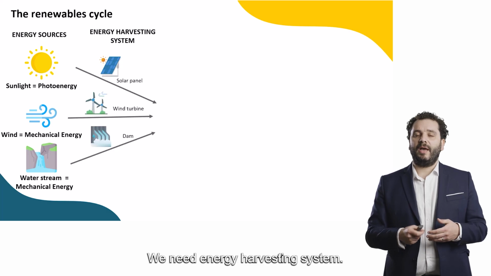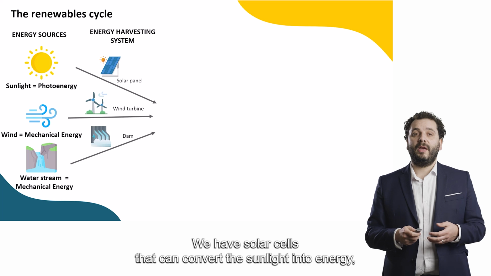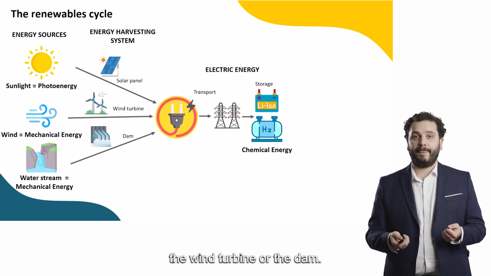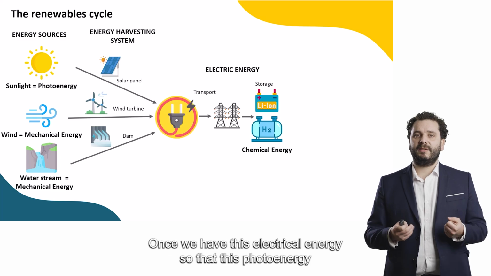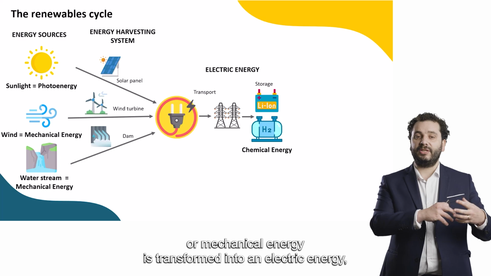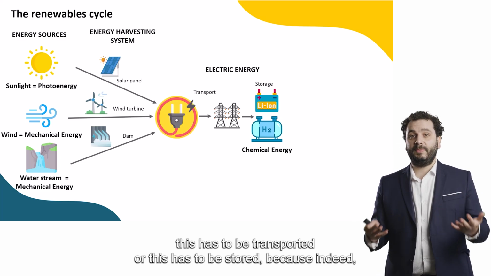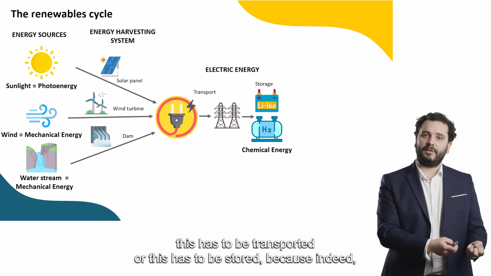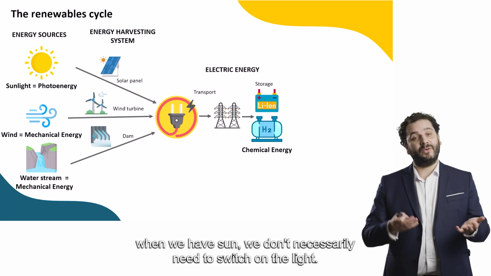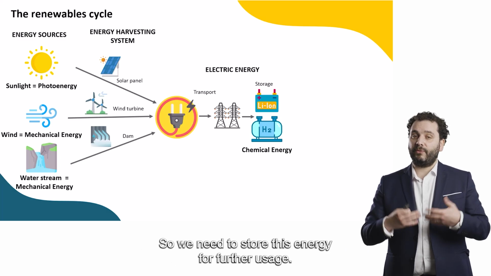We need energy harvesting system. We have solar cells that can convert the sunlight into energy, the wind turbine, or the dam. Once we have this electrical energy, so that this photoenergy or mechanical energy is transformed into electric energy, this has to be transported, or this has to be stored. Because indeed, when we have a sun, we don't necessarily need to switch on the light. So we need to store this energy for further usage.